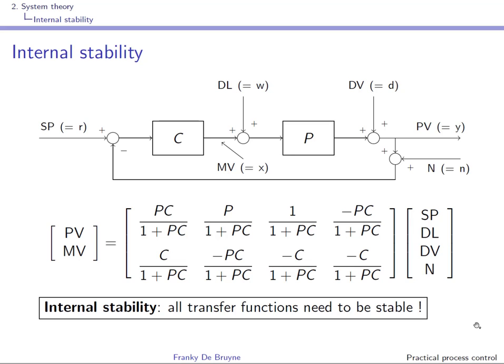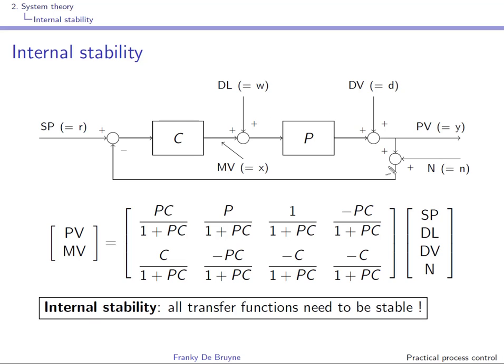Next on the program is the concept of internal stability. So notice here the loop that we are considering with the set point signal. Previously we've denoted it R. The load disturbance, we had considered it as W, and dV, the output disturbance. Here N is measurement noise, right? So here in this course I should write C of s, P of s, etc.